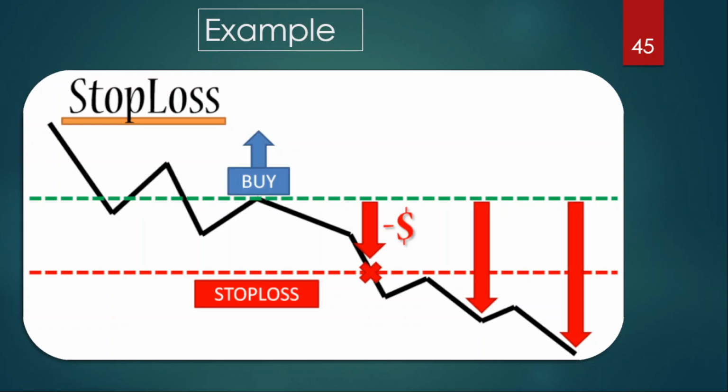This is the first example. We bought on the green line. We anticipated that the market will be going up, but the market didn't go in our favor. It went opposite or against us. Therefore, if the market goes against us, we will have to have risk management in place, which in this case is our stop loss, which will limit us from losing our entire account funds.